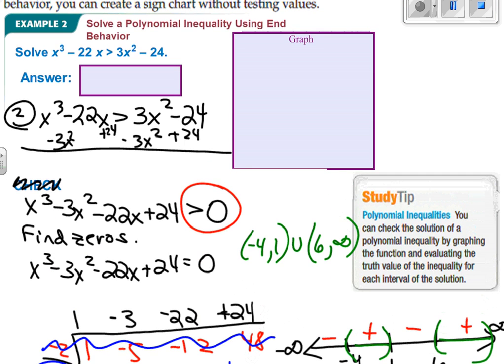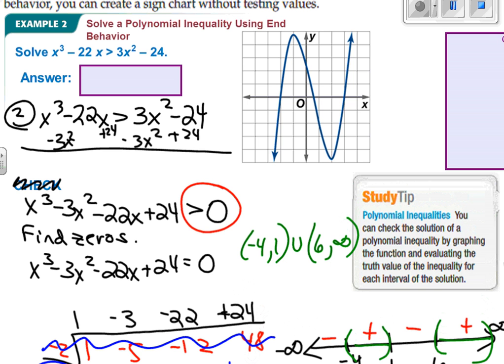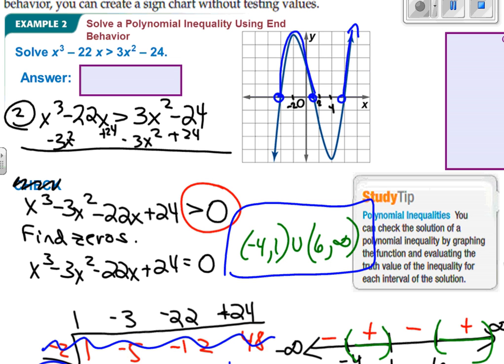The only thing I hadn't done on this one is just looked at the graph. I'm disappointed with the book authors because they're actually using a scale of 2, and they did not write that on there. So then our solution is this, and when we look at this, this is -4, this is +1, and the graph is positive above there. It's not including those 2 points because it's strictly greater than. And then from 6 to infinity, it's also positive. So that's a good way to validate that I've done that correctly.